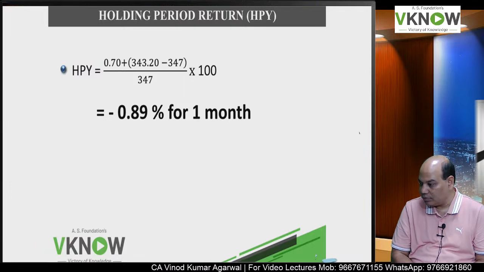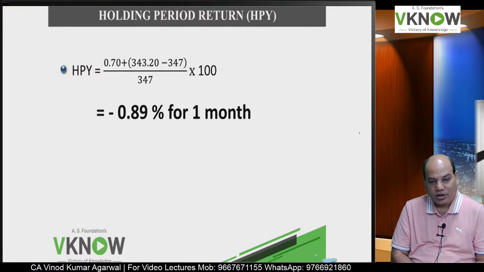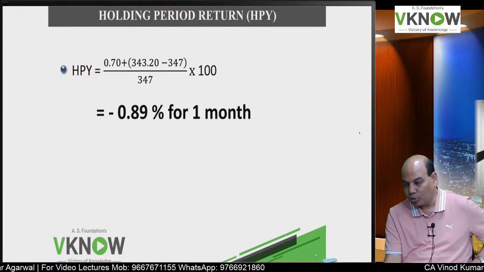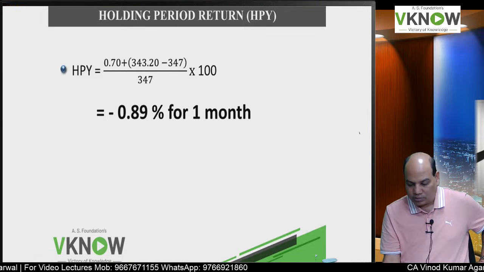Roshni has replied 0.8933. It is not minus 89.33, it is minus 0.89. Divya has replied 8.9, which is not 8.9, it is minus 0.89. Do the calculation. You can't make mistakes in the calculation part. Okay, so minus 0.89% for 1 month.